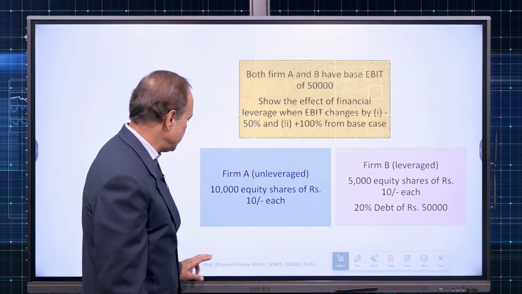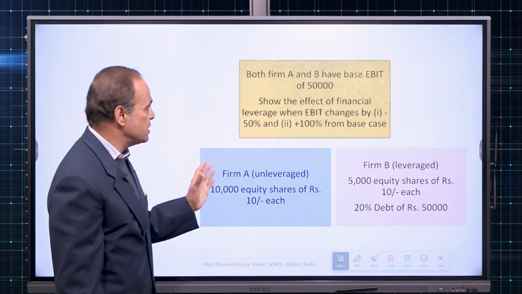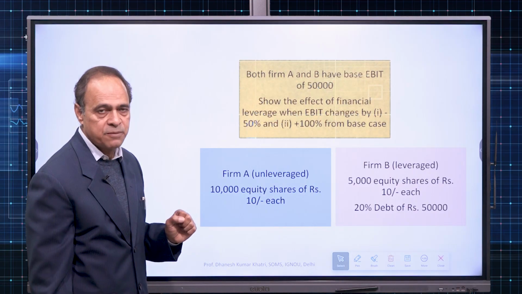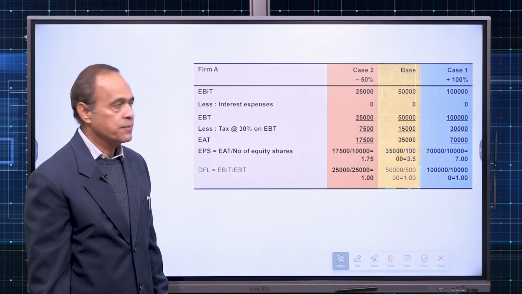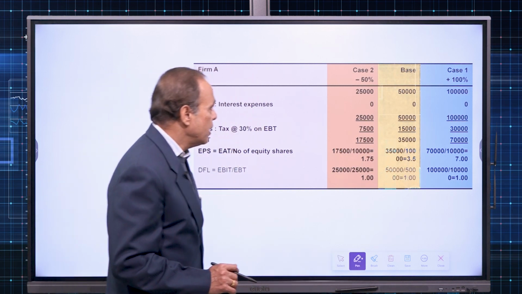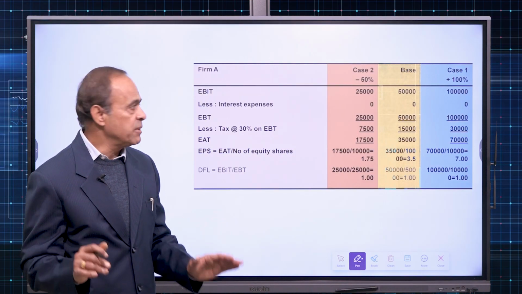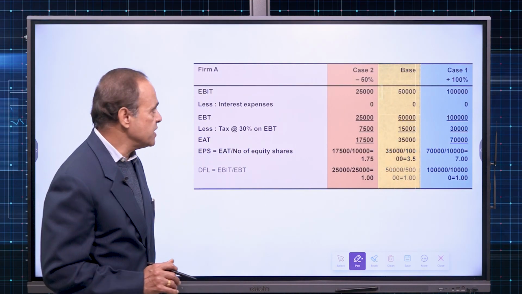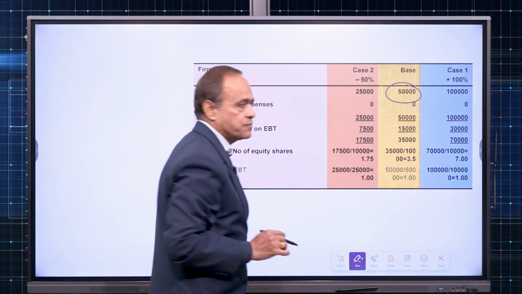Now, if we see the solution for that, we have to show it if EBIT changes by negative 50% and positive 100%. So this is firm A, which is the unleveraged firm. In an unleveraged firm, our debt is 0. So when debt is 0, there is no interest payment. We will calculate the base case first. We are given base EBIT 50,000.